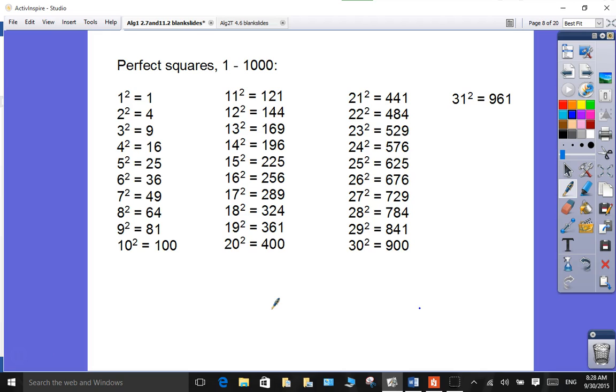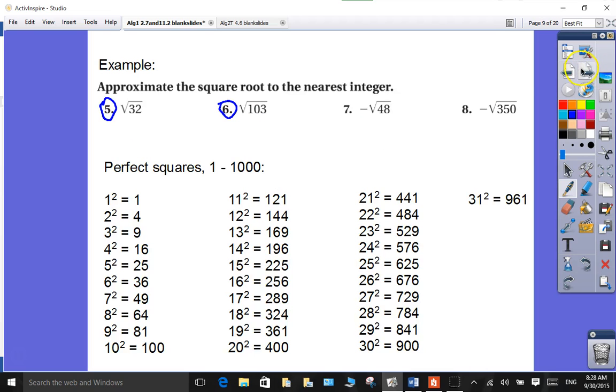So now, using those, if we're asked for a square root which is not a perfect square, then we estimate by putting it in between these numbers. Right? For example, 32. 32 is not in this list, right? What two integers squared is 32 in between?